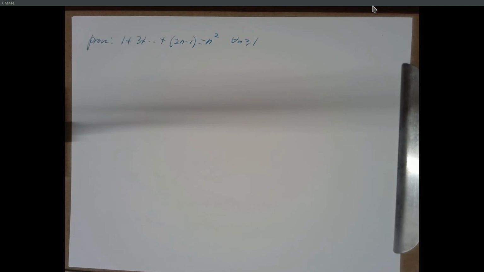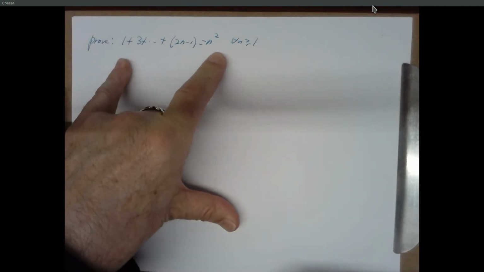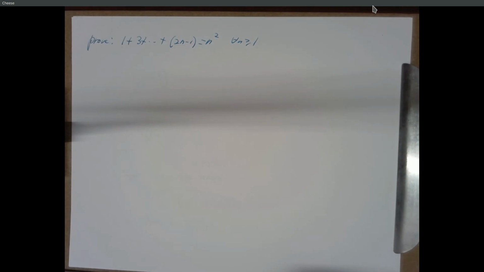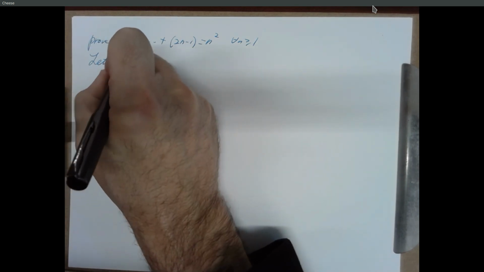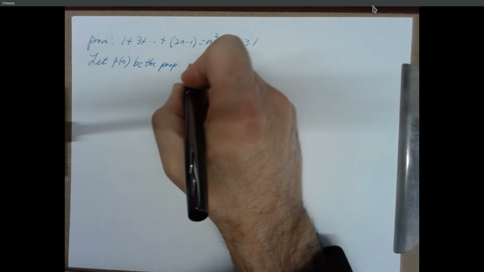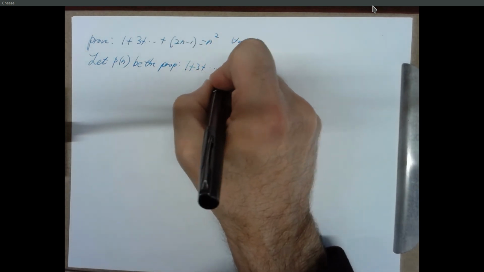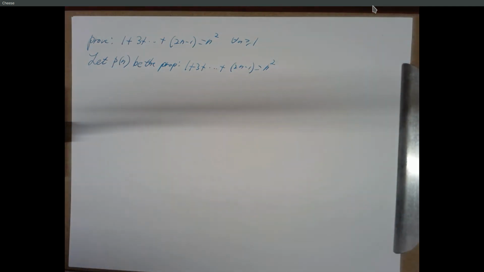So the sum of the odd integers up through 2n minus 1. So this is the first n odd integers. Prove that the sum of the first n odd integers is n squared. So state a proposition. Okay, it's a proposition about n.